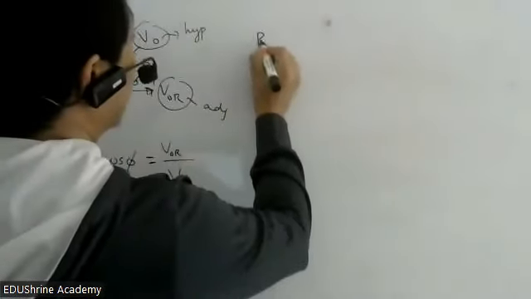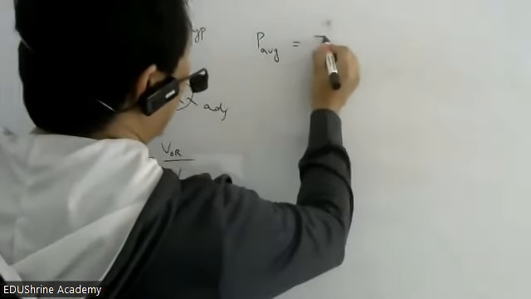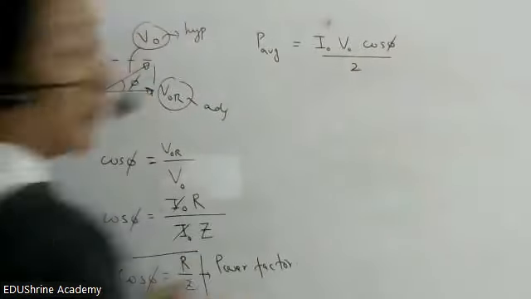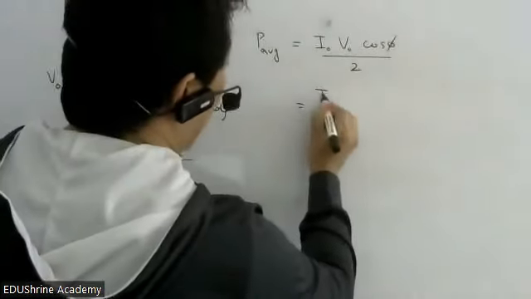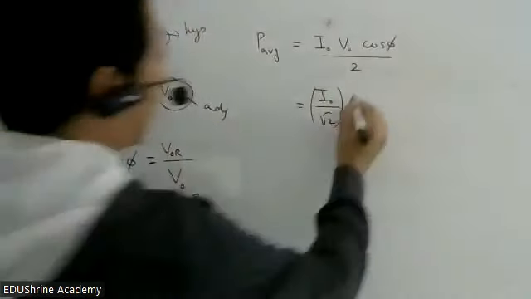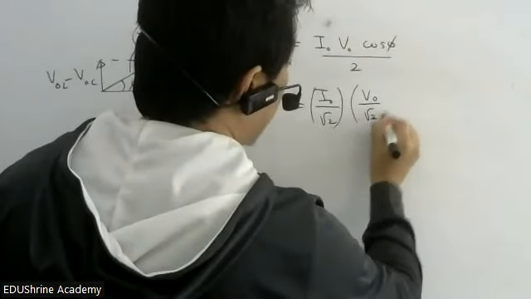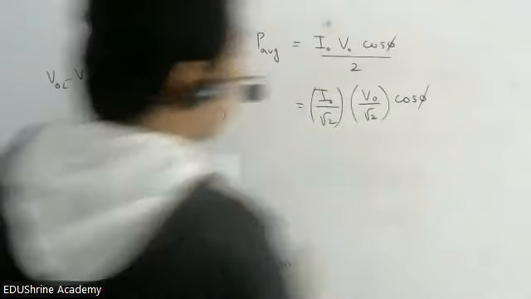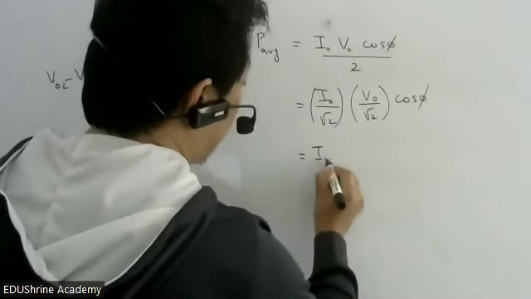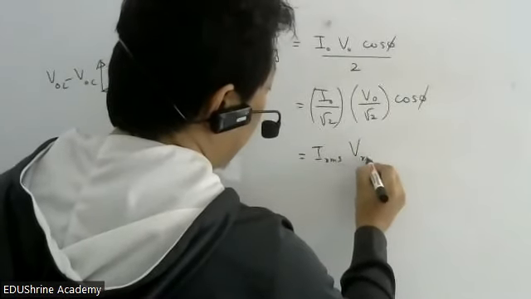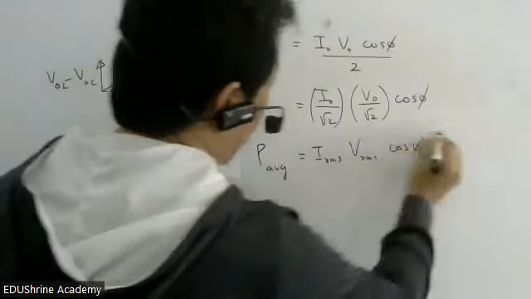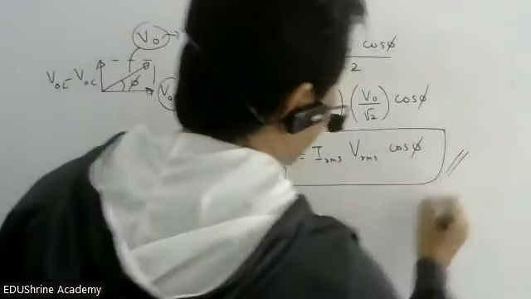So what is the formula for average power in an AC circuit? I naught V naught cos phi by 2. This I can also write in terms of RMS value. How? This 2 I can write as root 2 into root 2. Any problem? Correct only, right? What is I naught by root 2? IRMS. And V naught by root 2? VRMS. Into cos phi. So this is a beautiful looking formula for average power.